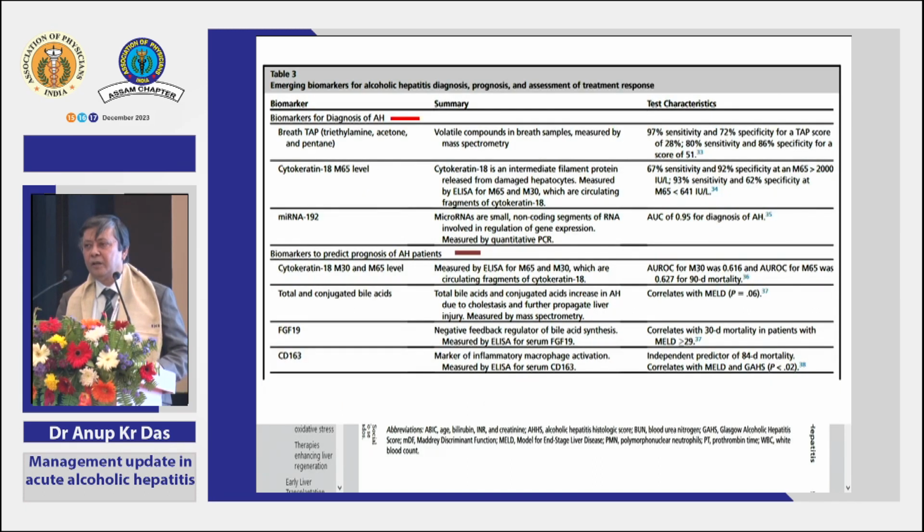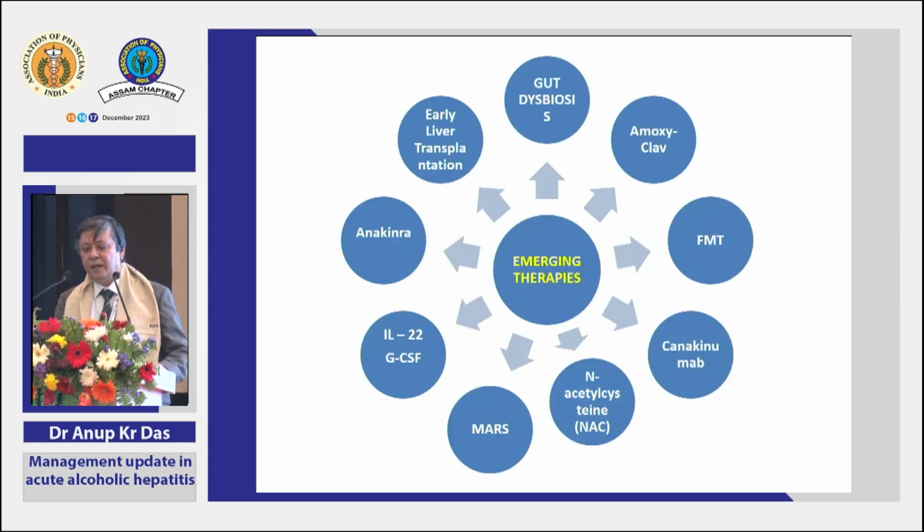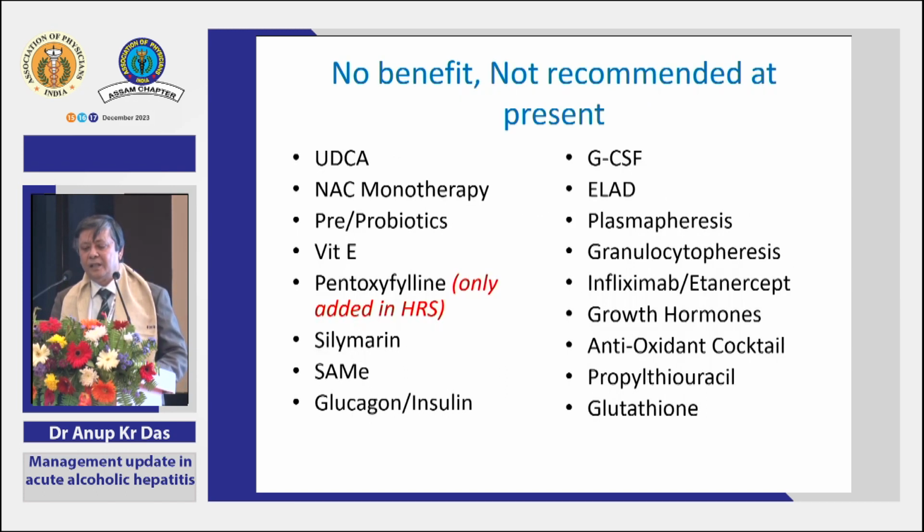There are a lot of biomarkers now undergoing investigation to predict the diagnosis or prognosis in severe alcoholic hepatitis. And these are the emerging therapies: newer drugs affecting the gut-liver axis, drugs targeting the inflammatory cascade, and stimulating hepatic regeneration with stem cells and G-CSF are undergoing trials.